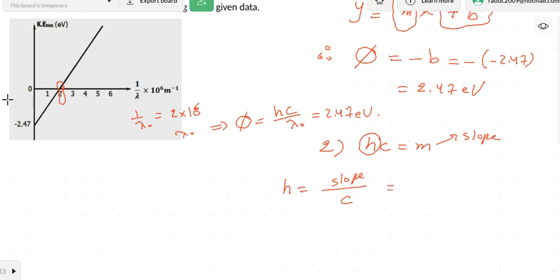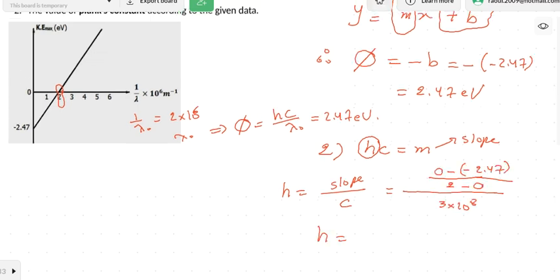To find the slope, as you see here, the slope is y2 minus y1 over x2 minus x1. And y2 here is 0, while y1 is minus 2.47, as written here. But this is in electron volts. You need to change it to joules, so you multiply it by 1.6 times 10 exponent minus 19. Divide by x2 minus x1, but this is multiplied by 10 to the power 6. So x2 here is 2, x1 was 0.